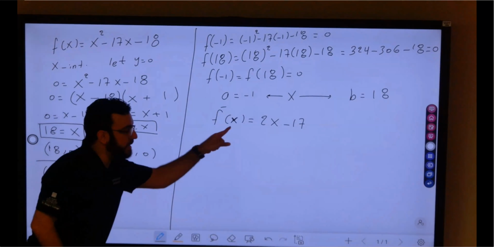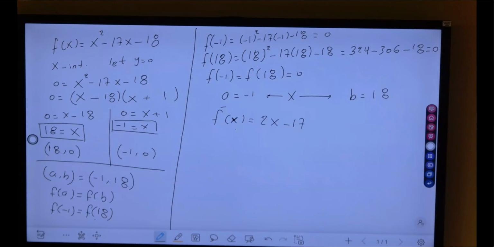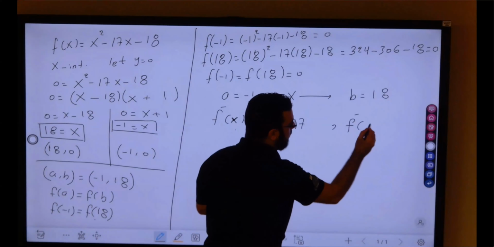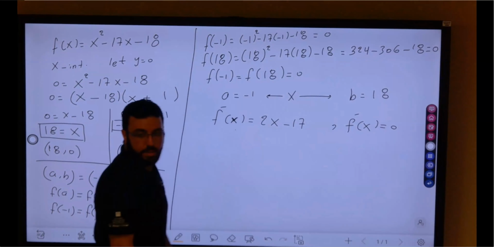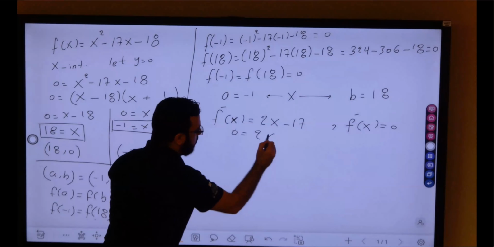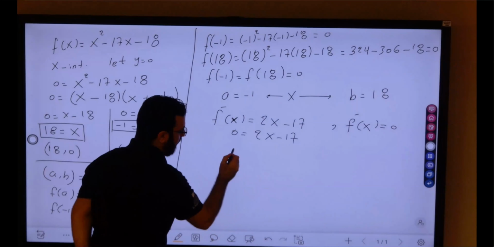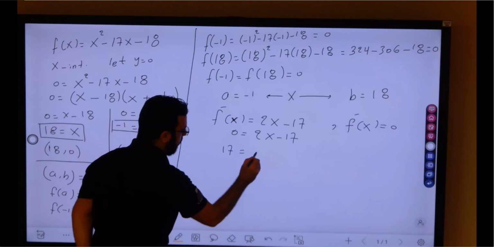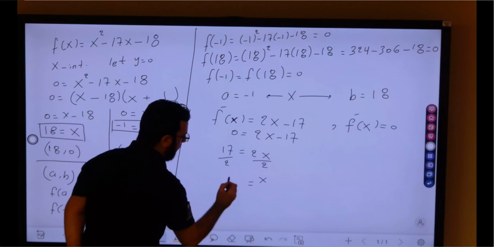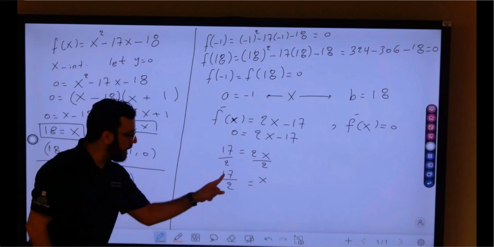Now I need to find the x. How are we going to find the x? The condition says what? The derivative of x equals what? 0. That means here is the derivative, right? So 0 equals 2x minus 17. Can we solve this one? Move the 17, so 17 equals 2x. Divide by 2. So x equals what? 17 over 2. So we found a value of x, and we check the value of x.